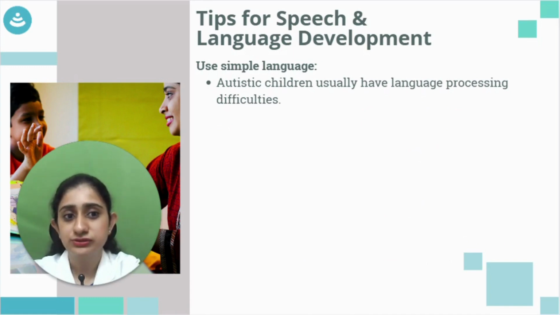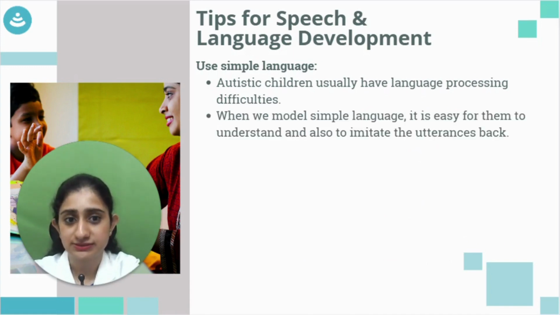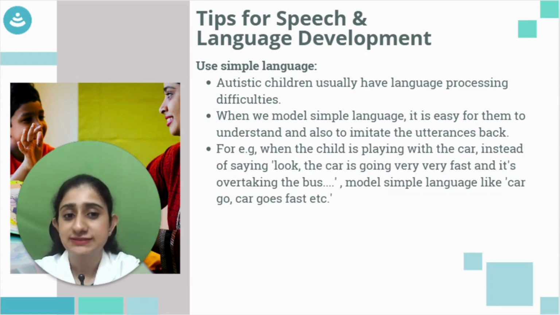Autistic children usually have language processing difficulties. When we model simple language, it is easy for them to understand and also to imitate the utterances back. For example, when the child is playing with the car, instead of saying, "Look, the car is going very, very fast and it's overtaking the bus," we can model simple language like car goes fast, etc.